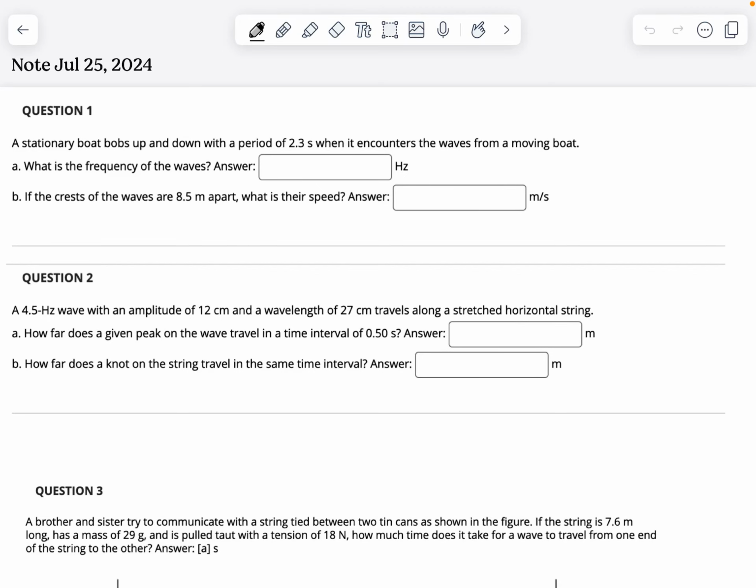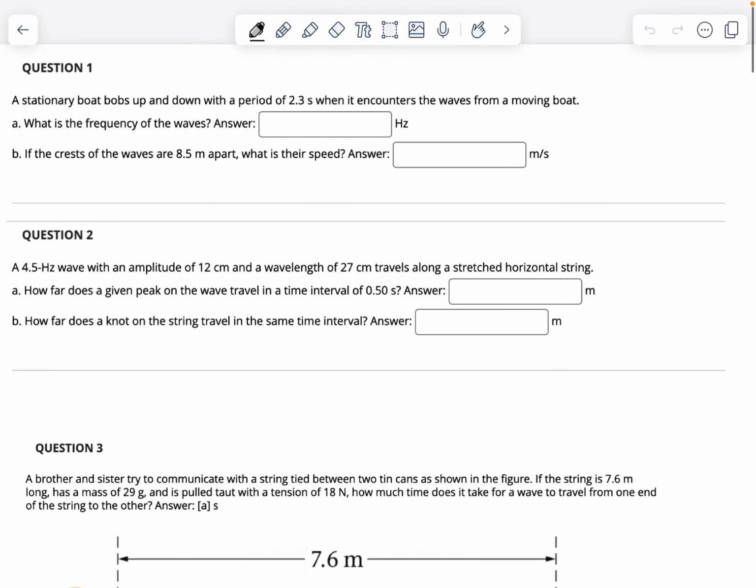Okay, so this is chapter 14 homework. All right, so first one: a stationary boat bobs up and down with a period of 2.3 seconds. So we know period equals 2.3 seconds when it encounters the wave from a moving boat. So what is the frequency of the wave?